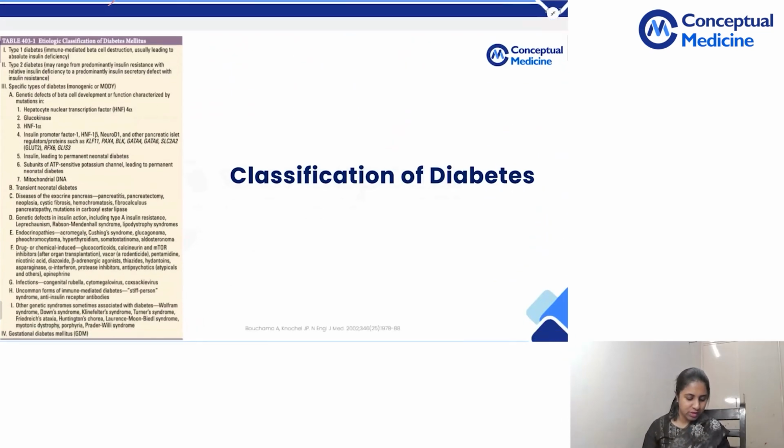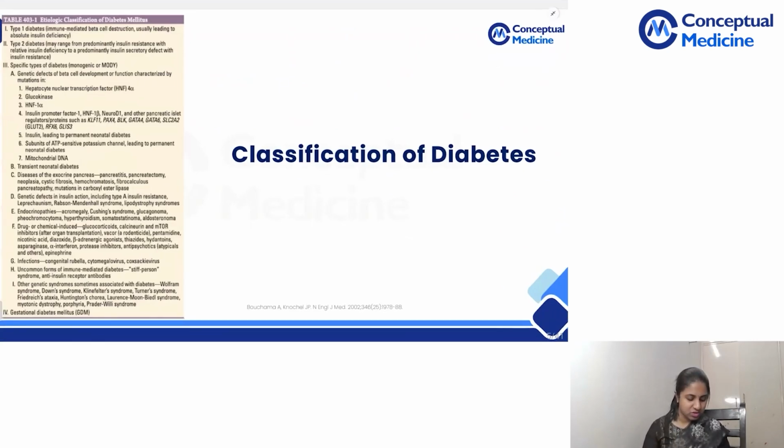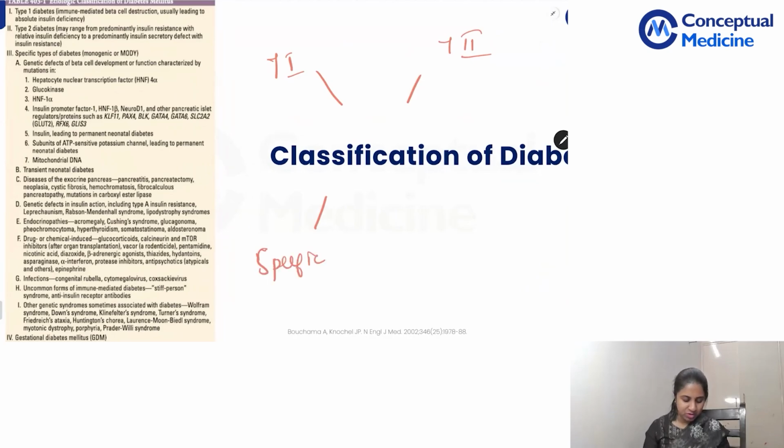So this is with respect to the criteria and definition. Now moving on to the classification. So this is how a classification goes about in diabetes. We have four: type 1, type 2. You have a miscellaneous group, which is also called specific types of diabetes.